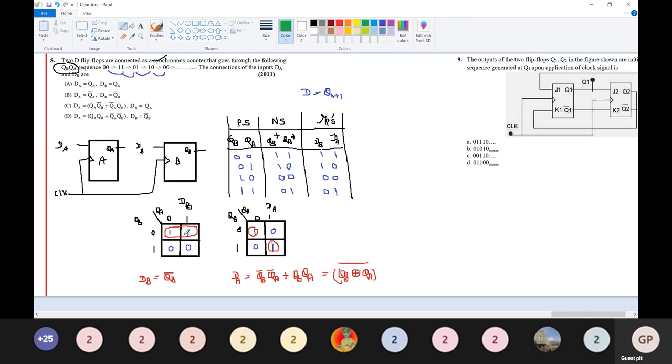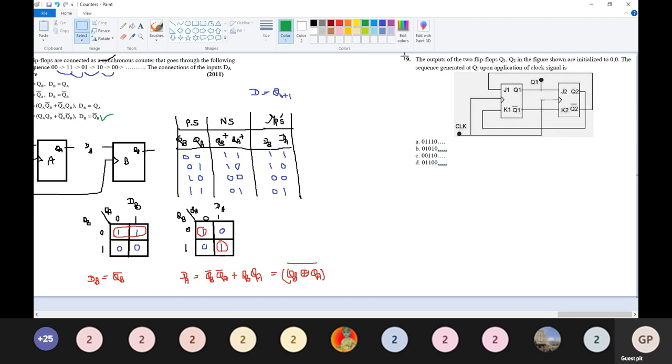So we check for the option: DB is equal to QB bar, and DA is equal to QB bar QA bar plus QB QA. So it matches with option D. And we will solve one more problem.